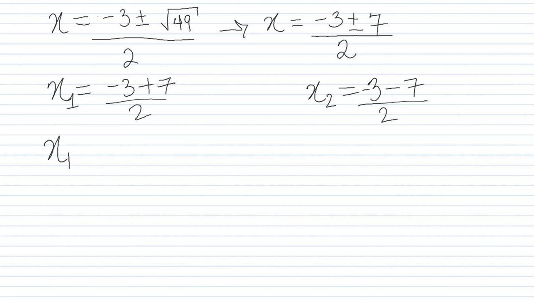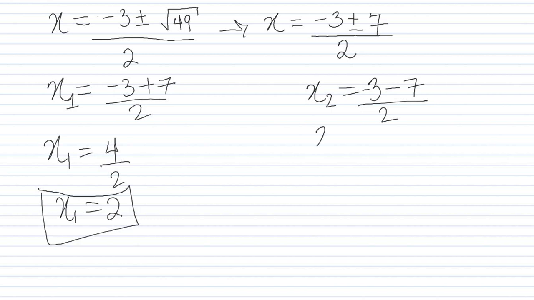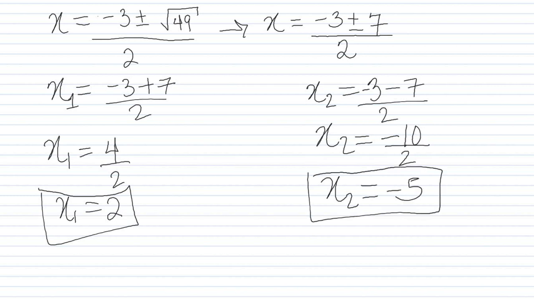So x1 equals 7 minus 3 is 4 divided by 2. So x1 equals 2. Great. And then x2 equals negative 3 minus 7 is negative 10 divided by 2. So x2 equals negative 5. So x1 is 2 and x2 is negative 5. So this is basically the answer to the question.